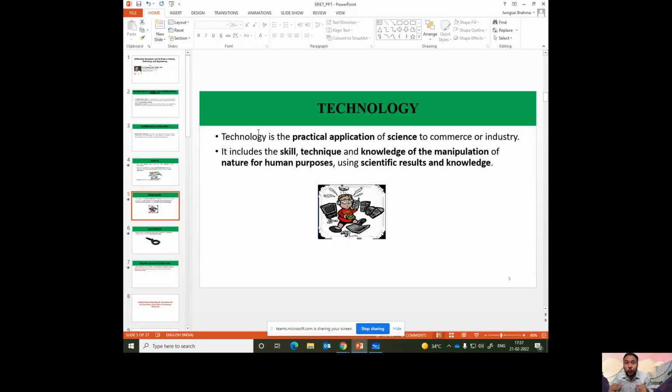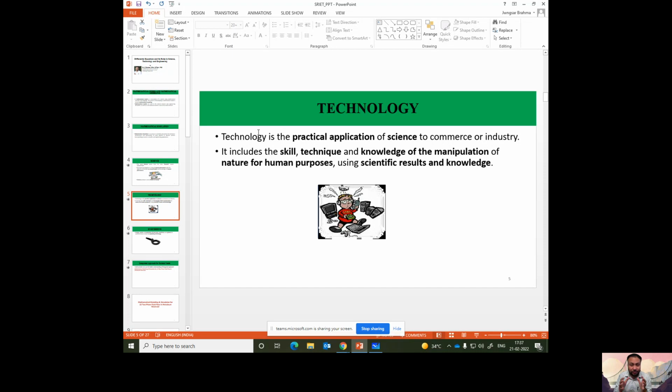Then we try to develop, we try to discover some new discovery, right? Now, what we're trying to make, we are trying to manipulate that natural process. We are trying to manipulate the natural process for the benefit of the society, right? See, technology is the practical application of science to commerce or industry.